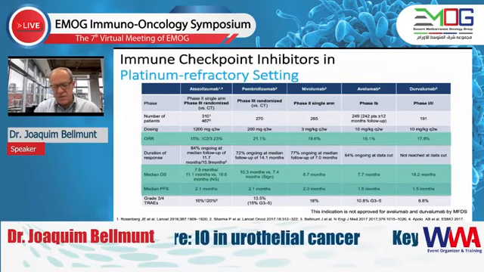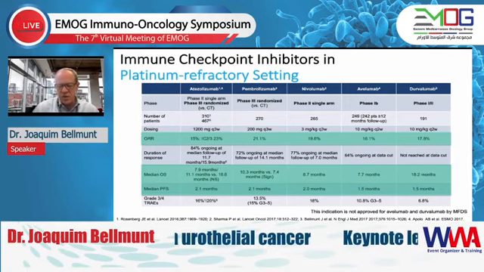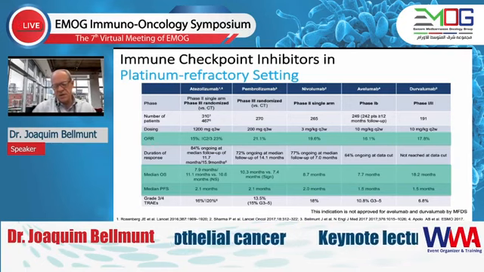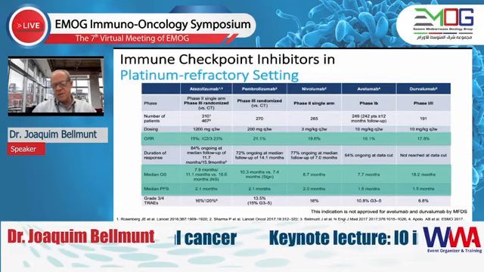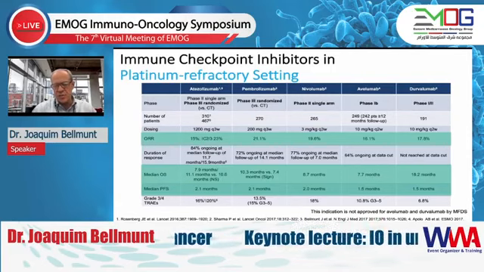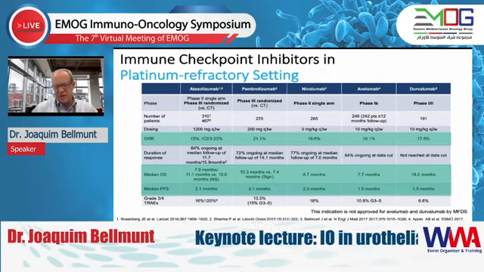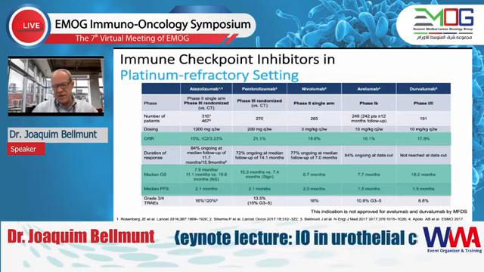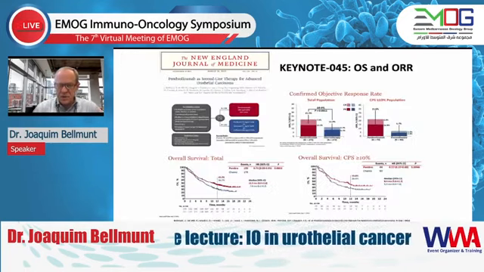Also, based on these trials in second line, third line, and beyond, the median survival was not what we saw in the chemotherapy trials, around 7 months. We saw some improvement in survival, and this led to the approval of these agents, at least here in the US, even before having results of phase 3, and some of them are still being used worldwide.